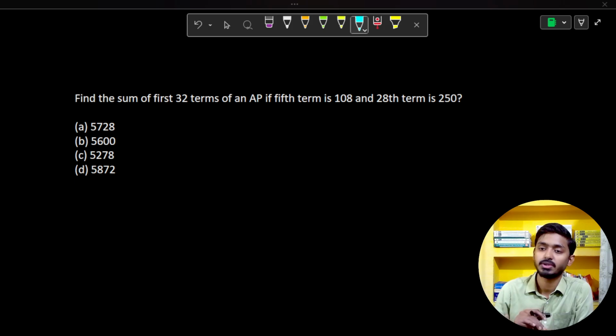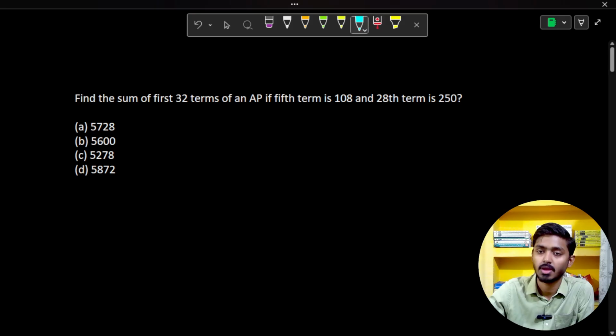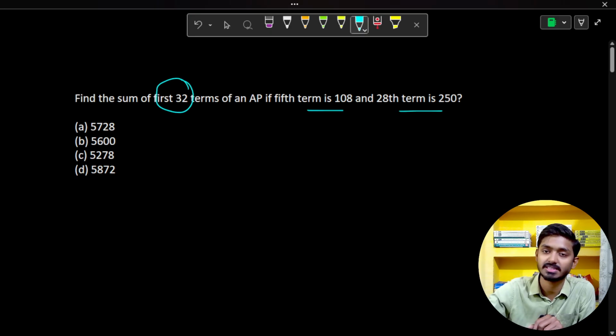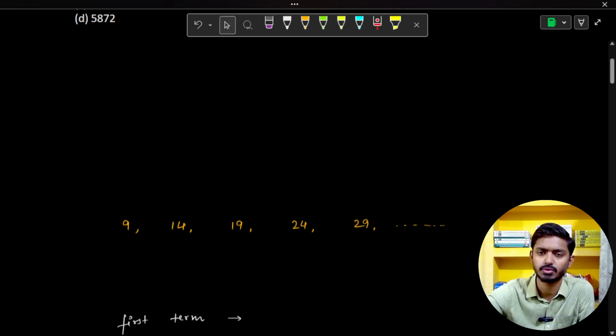I assume that you have attended the last 7 lectures on number system. Today, we are going to start a new topic, that is arithmetic progression. We are going to deal with these types of questions where we are given, let's say, 5th term, 28th term, and we are supposed to find the sum of first 32 terms. Don't worry, we are going to solve this question in a while. Give me 10 minutes and we'll be good to go.